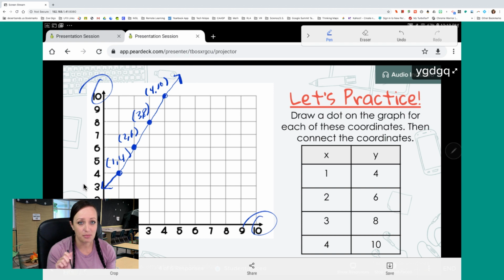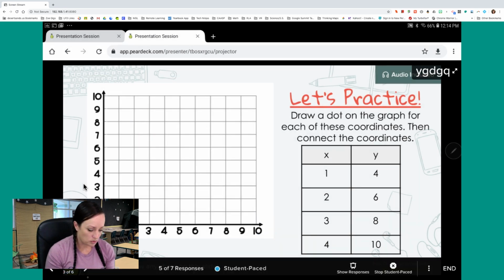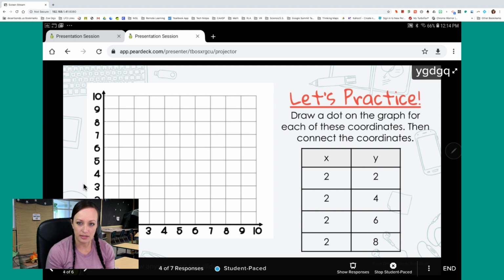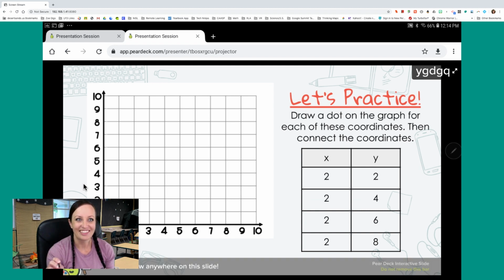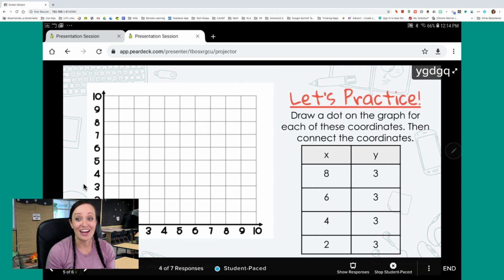You got your ratio table, you plot the points, and that's pretty much what the rest of the slides are. There's not a lot of slides today. If I show you the next one, it's a little bit more practice. This one will be interesting. Look, all the X's are 2's. You'll notice something interesting about the graph with that. On this one, all the Y's are the same number. So you'll see something special that happens with that.